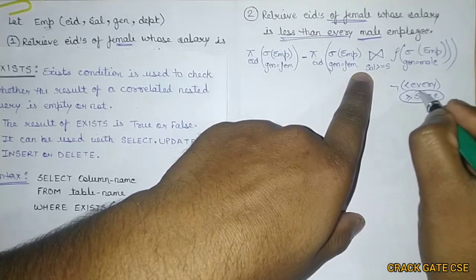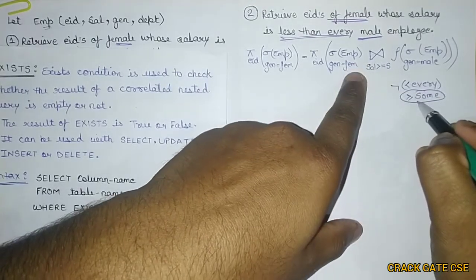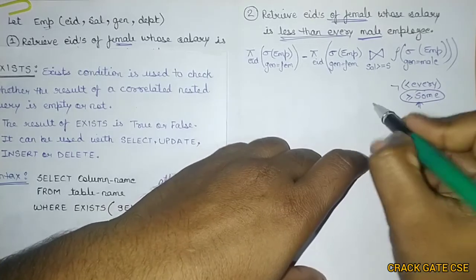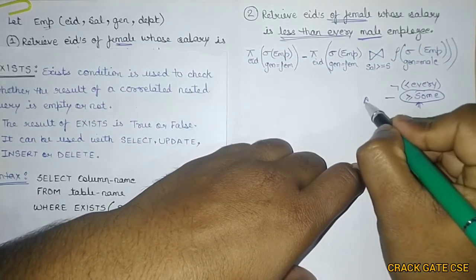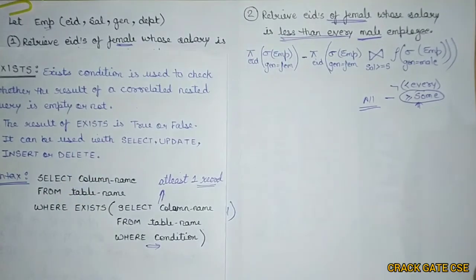So on the right side, you can see that this complete condition is for the greater than equal to sum, and we are subtracting it from all the employee IDs. So the remaining will be less than every male employee. So this is how it is formulated.